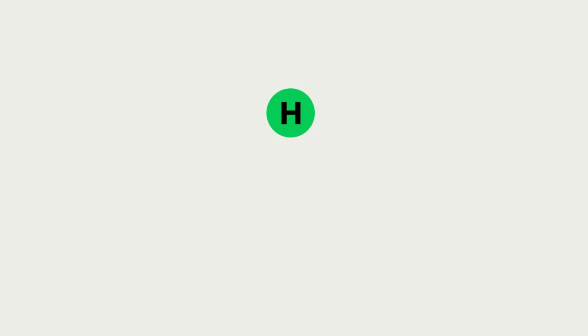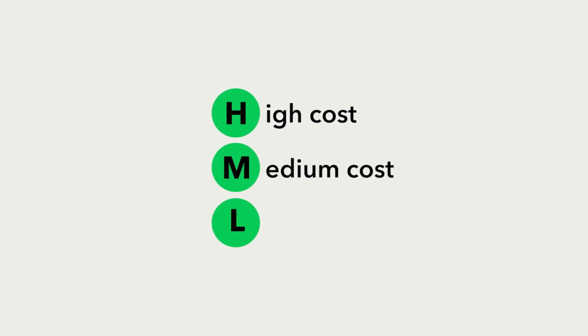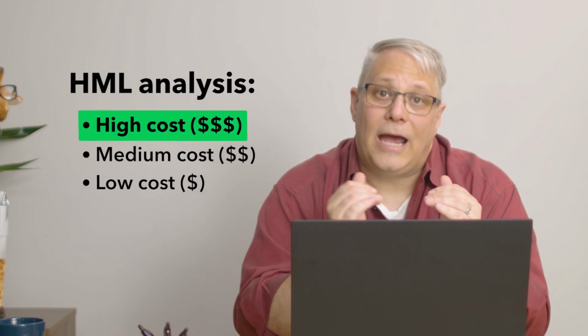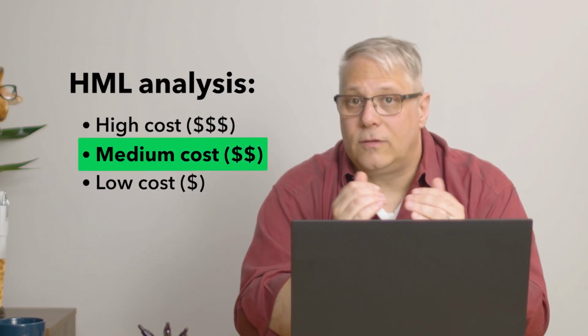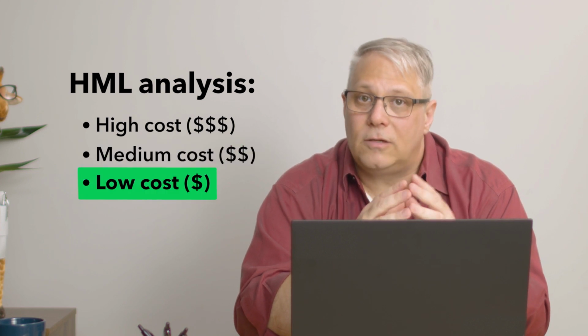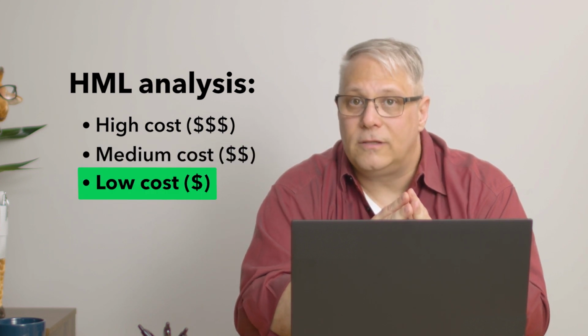The next method of inventory analysis that I want to talk about is called HML analysis, high, medium, and low cost. As the name suggests, this method of analysis only considers the unit cost of an item, and it ignores the sales value of the item. High cost are the high unit cost items, medium cost are the medium unit cost items, and low cost are the low unit cost items that are in your inventory.